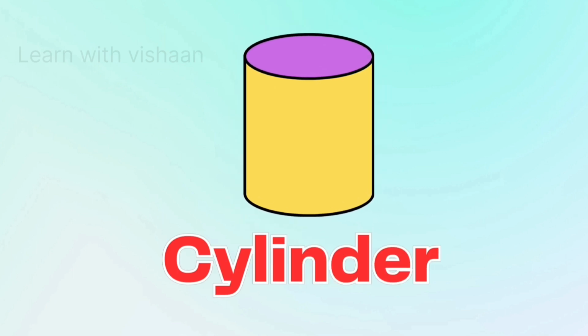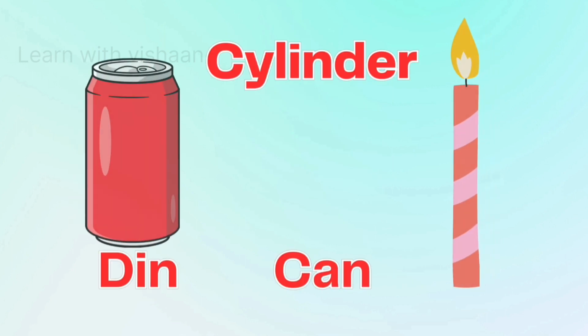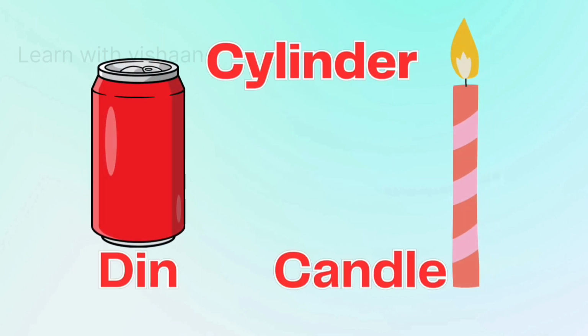Cylinder, cylinder. Examples of cylinder shape: juice tin, candle.